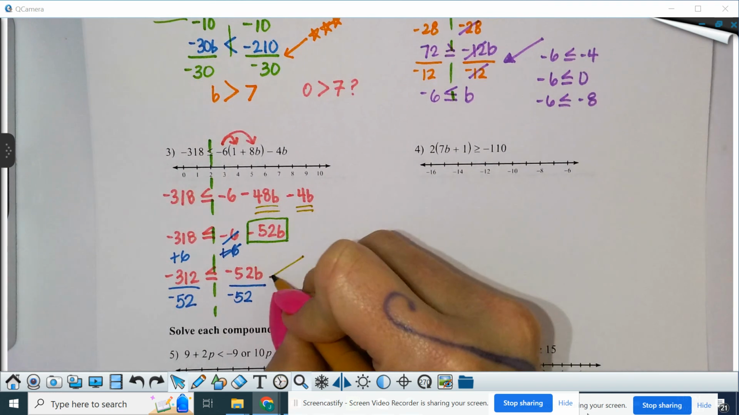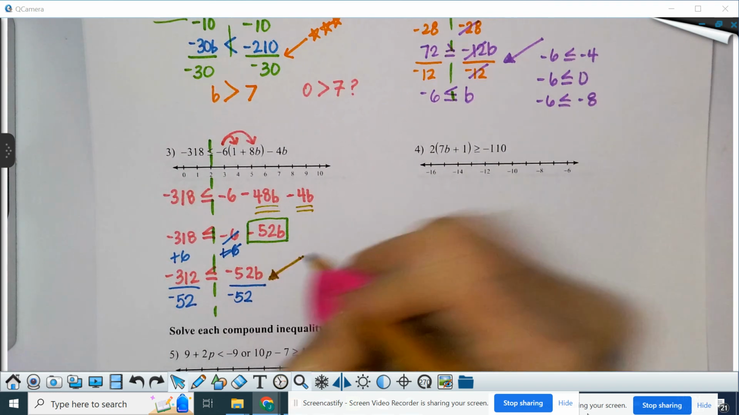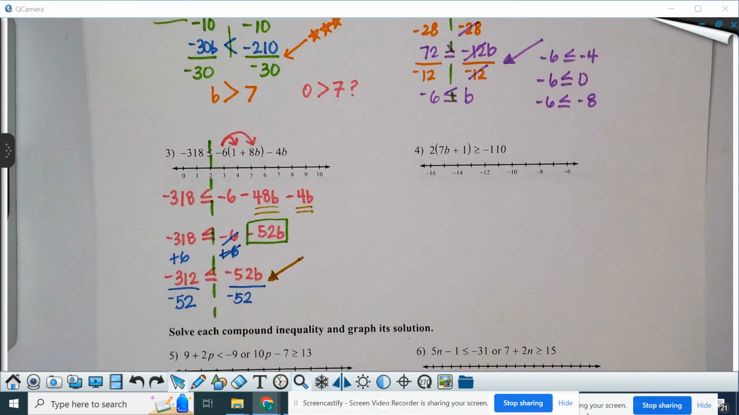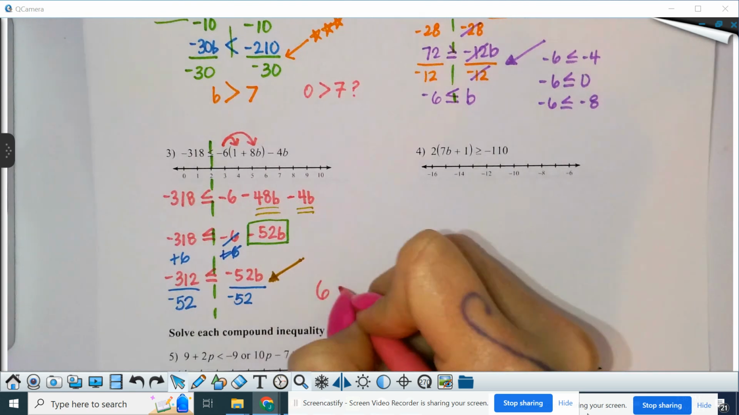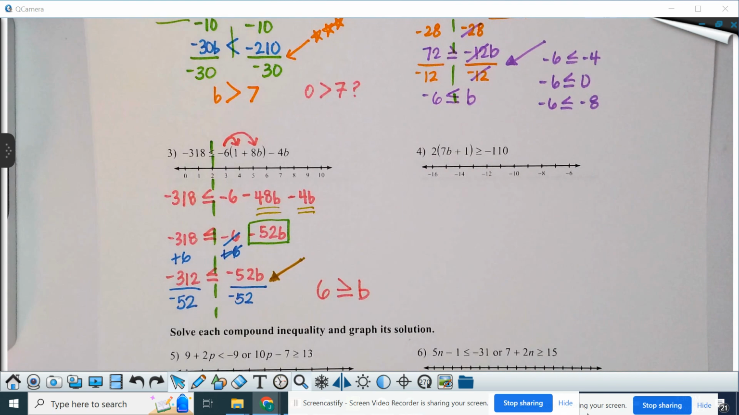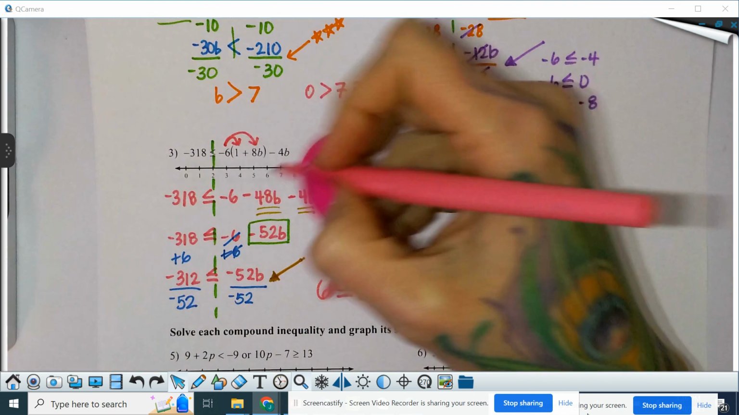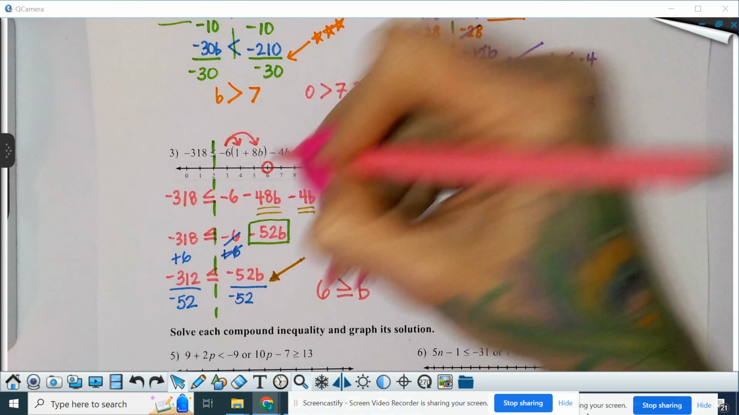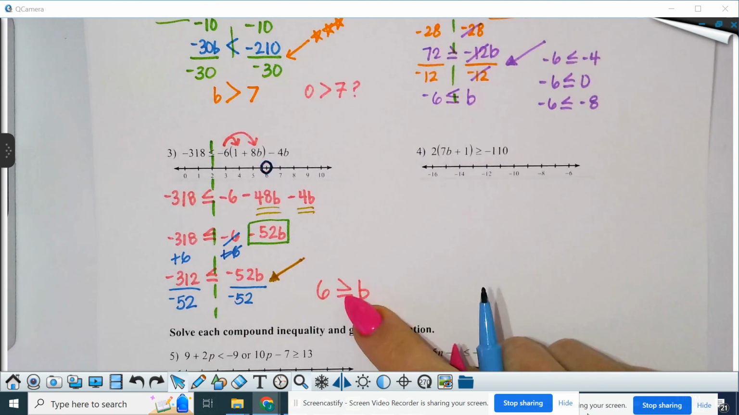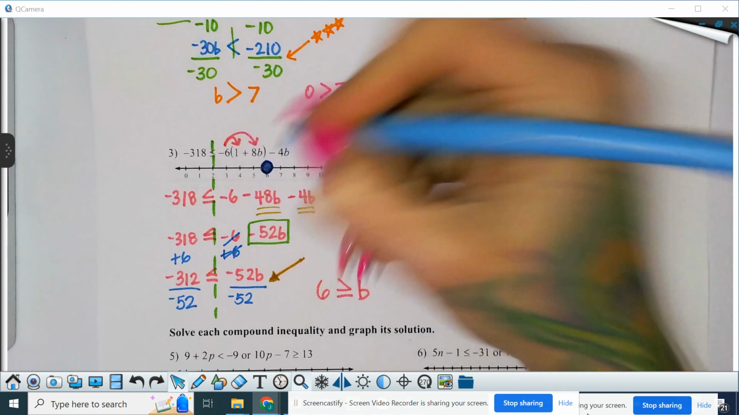This is our golden rule of inequality, and I didn't mean to do all of these this way, but it's good practice. Because we divided by a negative, we're going to flip the sign when we're done. 312 divided by 52, and they're both negatives, so our answer is going to be positive. It's going to be 6. We're going to flip the sign the opposite direction, so 6 is greater than or equal to b. So we're going to go up to 6, start a circle, and then decide, is there an equal mark? There is, so we're going to color that in. And then we're going to choose a test point.